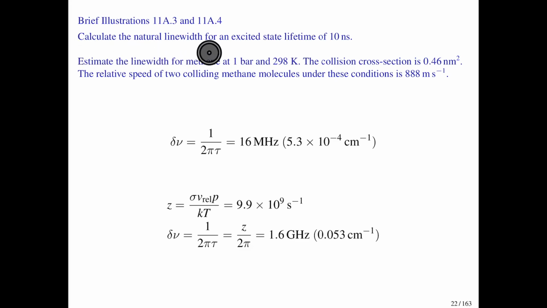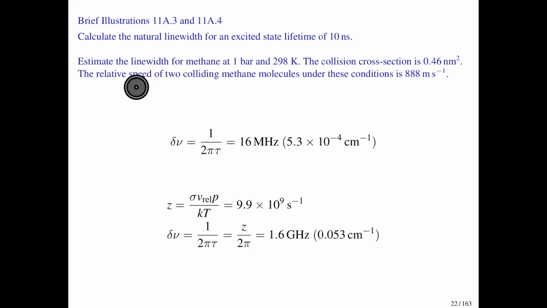The first one wants us to calculate the natural line width for an excited state that has a lifetime of 10 nanoseconds. So this is using this relationship here. They give us the lifetime, so we simply plug that in and calculate the line width. So 16 megahertz in this case, corresponding to about 10 to the minus fourth reciprocal centimeters.